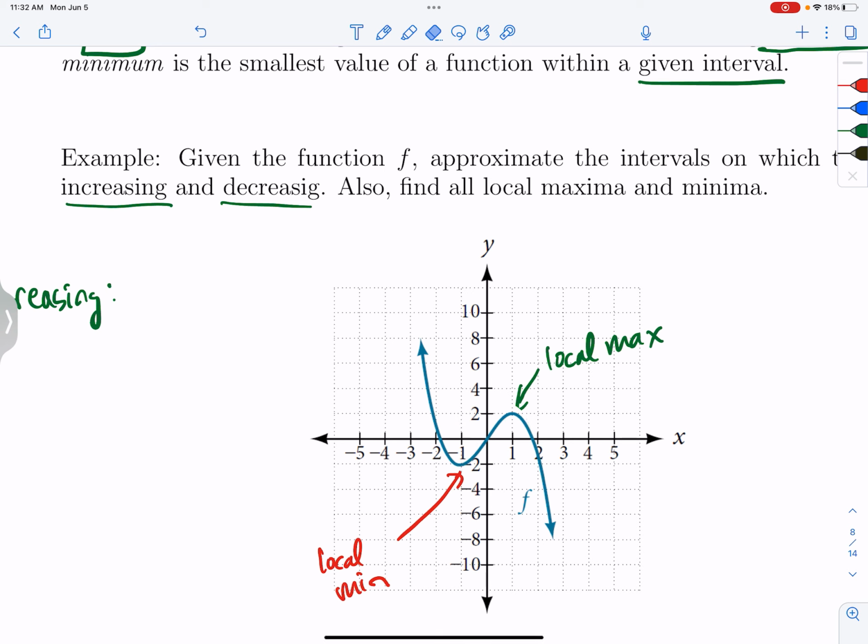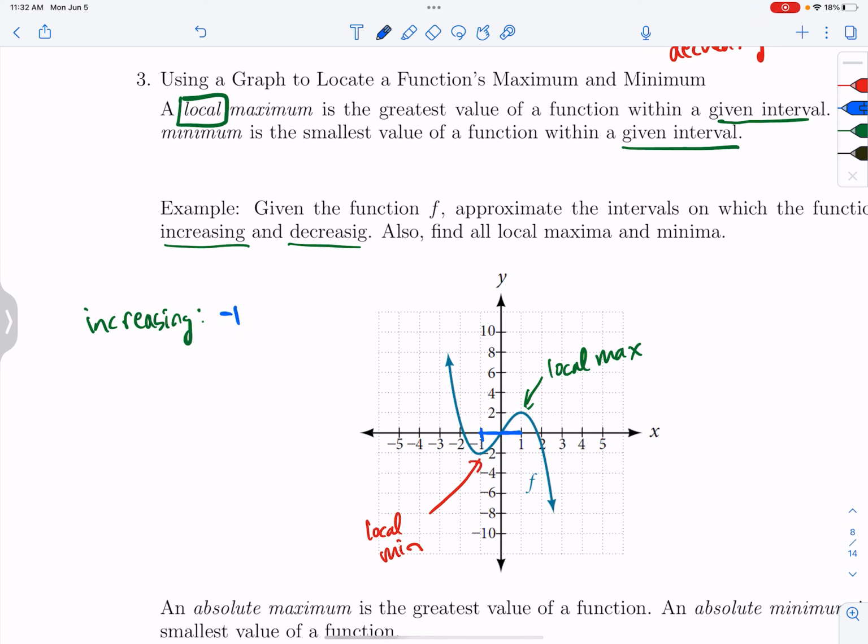All right, so it looks like it's increasing between -1 and +1. That's where we would be going upward. So we're going to say -1 to +1. And then this function is decreasing from -infinity to -1. And then again from 1 to infinity.